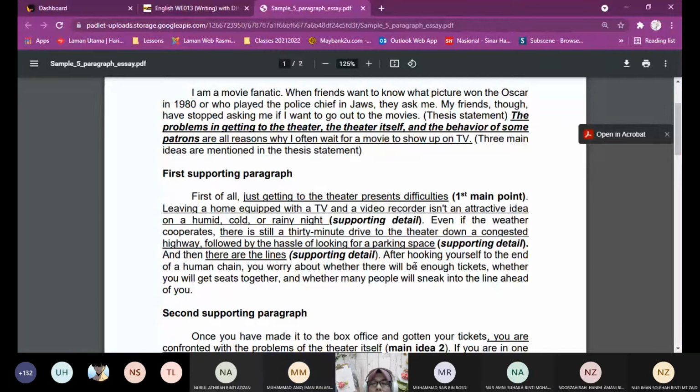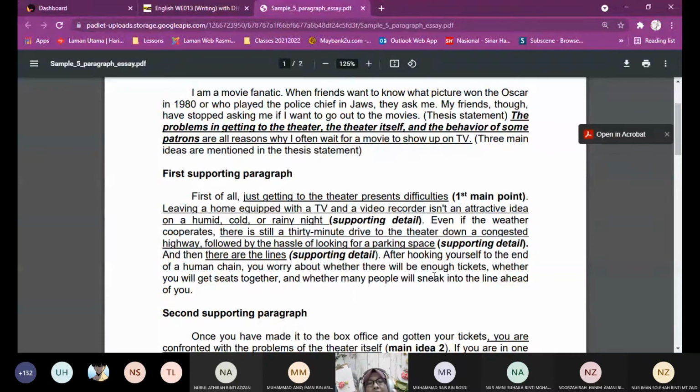Yes. So that's why when you write your supporting detail, you must look at your main point. What is your main point? Then you refer to it. I'm going to write about the problems to get to the theatre. And then you look back at the supporting detail. Does it support your main point? If it doesn't support it, you have to eliminate it or take it out or rewrite another sentence that supports it. So you will have one paragraph for the first main point.